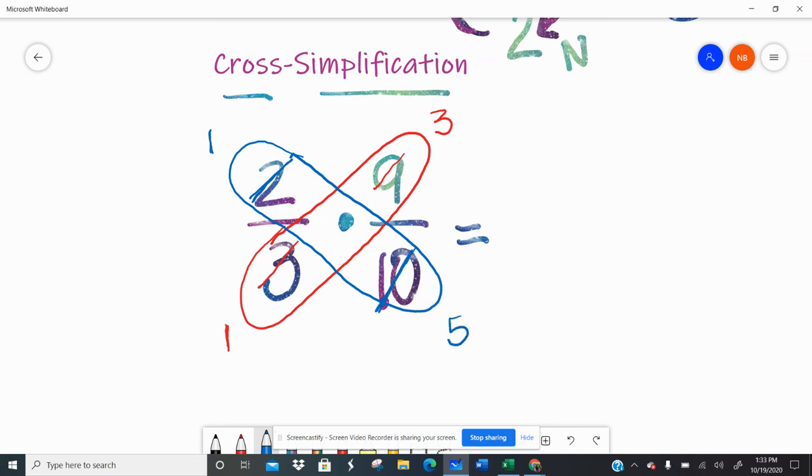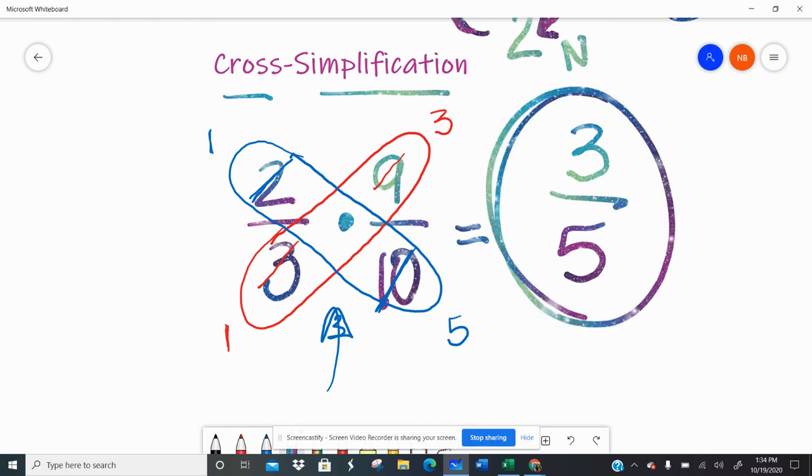So when I do my multiplication, instead of looking at those bigger numbers and then simplifying my answer, I simplify in the problem, and it will help me to get to my final response. So now when I multiply, 1 times 3 is 3, and 1 times 5 is 5, and then that's my simplified answer. So just a couple skills that we'll need as we move forward with multiplying and dividing fractions.